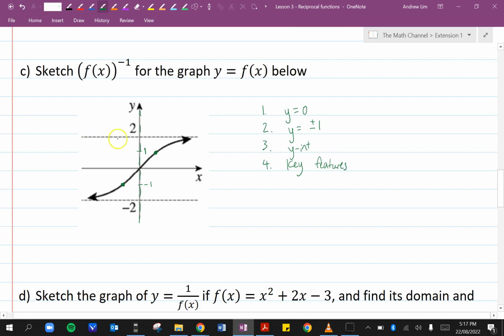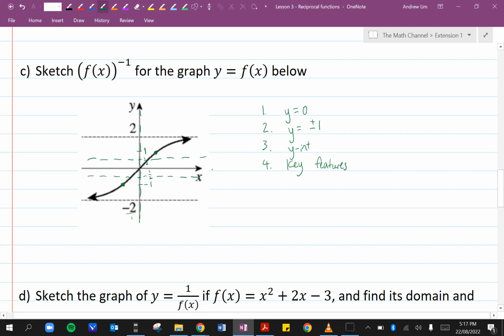Oh, we see that there are asymptotes at y equals 2 and y equals minus 2. Well, that's 2 over 1, and the reciprocal of that is half. So that means there's going to be an asymptote at y equals half. So I'm going to put that asymptote in. Oh, there's an asymptote at minus 2 as well, or minus 2 over 1. So the reciprocal of that will be negative half. So we're going to draw in our asymptote here for the reciprocal function.